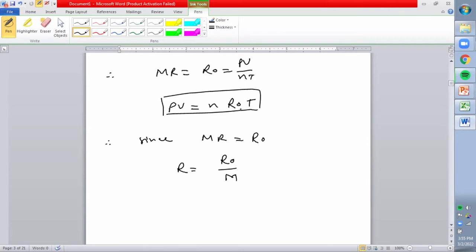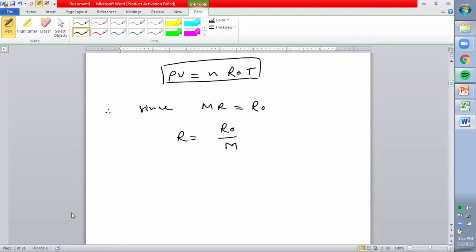And what is R0? R0 is equal to PV by N multiplied by T. So if you want to find out the value of R0, then for the R0, the volume of 1 mole of any perfect gas at 1 bar and at 0 degrees Celsius is approximately equal to 22.71 meter cube, and we'll take the help of this data.